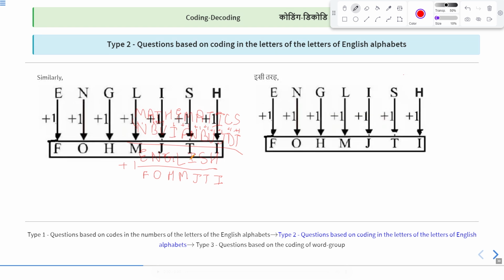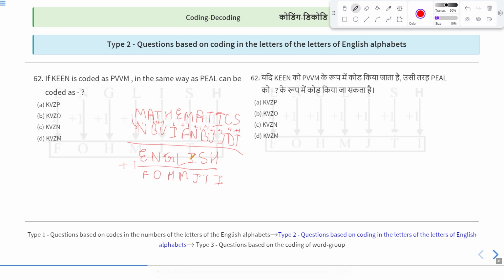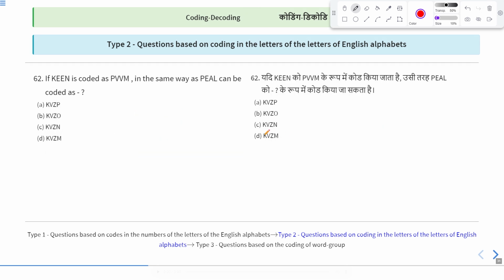How much is correct? Keen, K-E-E-N becomes P-V-V-M. In the same way, P becomes Q.